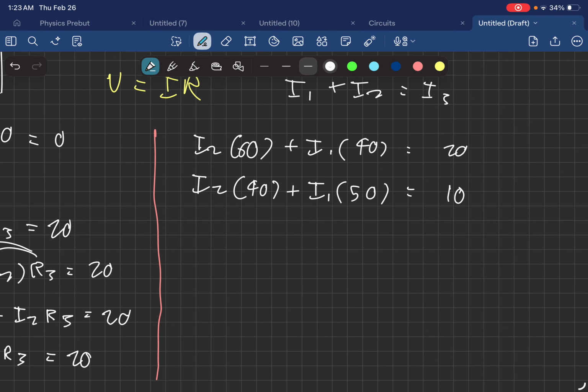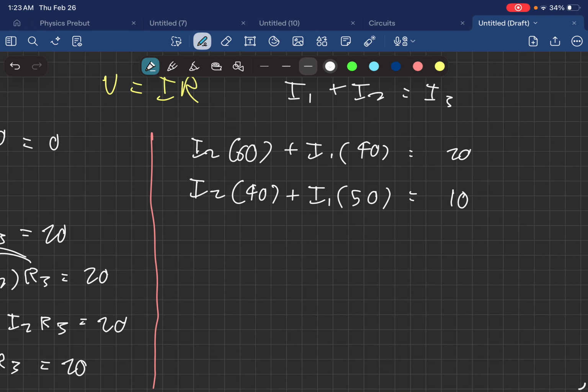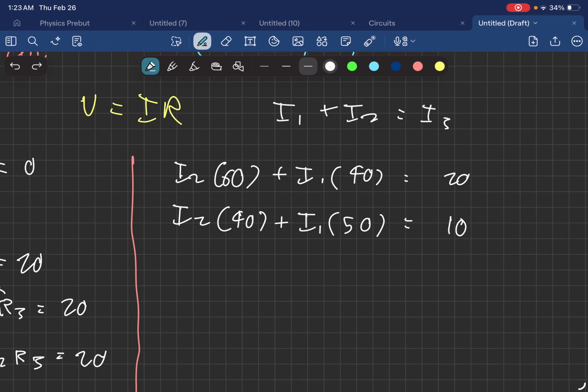At first glance you can't. How do you subtract a variable here? You can't see it, right? Because 60 minus 40 is 20, 40 minus 50 is negative 10. You don't see it yet. So what you want to do is manipulate the equations a bit so that you can eliminate one of the variables. How do we do this? I'll show you.